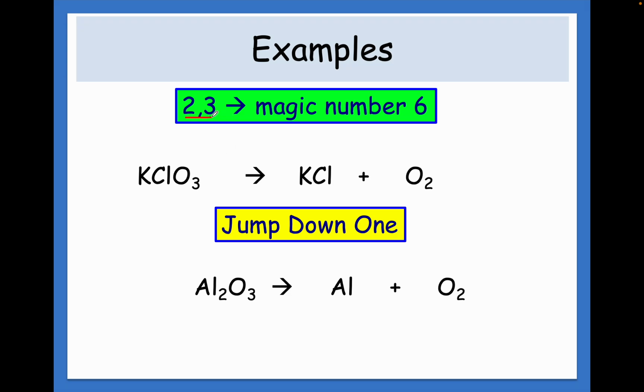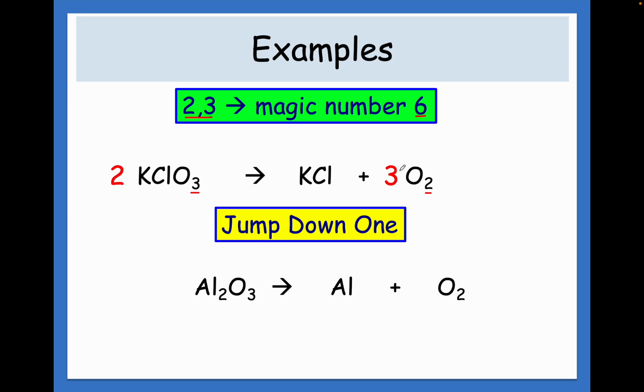If you see a 2 and a 3, the magic number is 6. So what I mean is, we have a 3, we have a 2, and we have a 3. Well, the magic number is 6. We want this to be 6, and we want this to be 6. We want this to be 6. So how do I make that 6? Put a 2 in front, right? How do I make that a 6? I put a 3 in front.